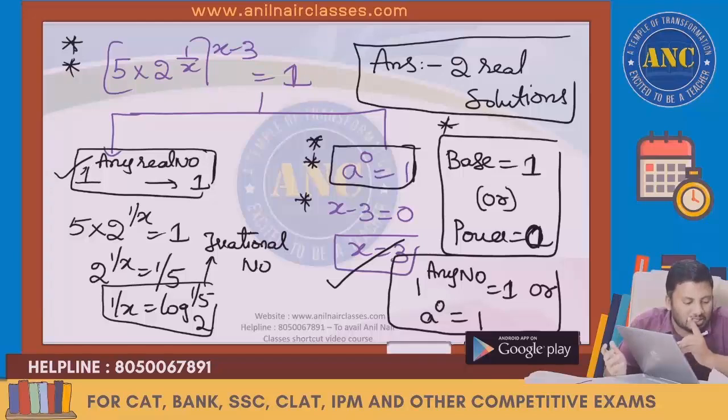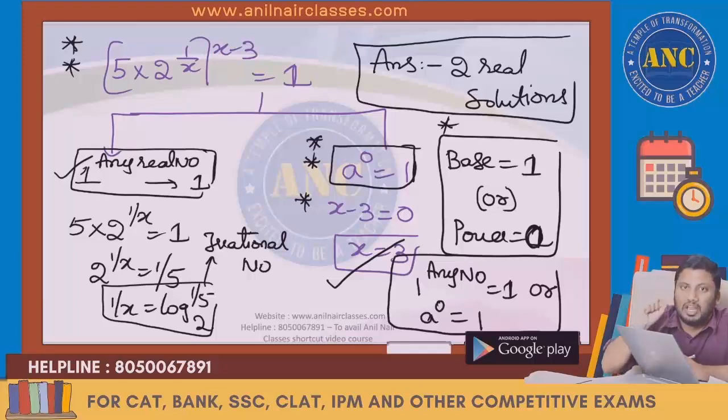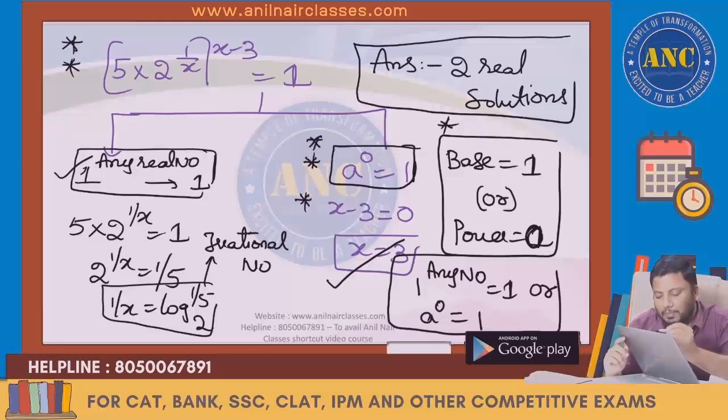I hope this concept is extremely clear to you. A lot of mistakes you will do in a lot of problems. Today's class is just making a student identify the conceptual mistake which you will do. I hope it is clear. Anything power 0 is 1, or 1 power any number is 1. First question answer is 2 real solutions.